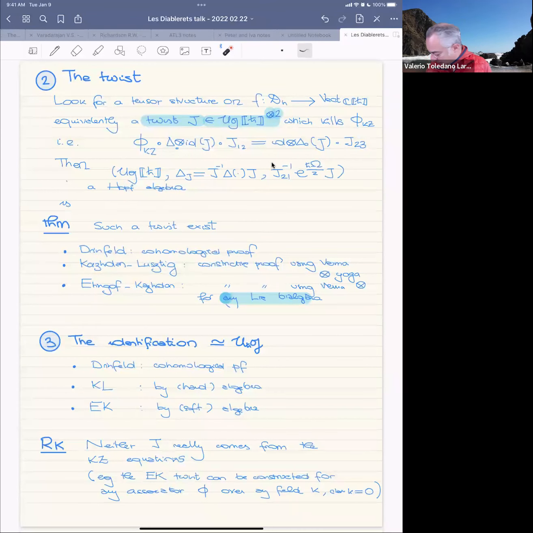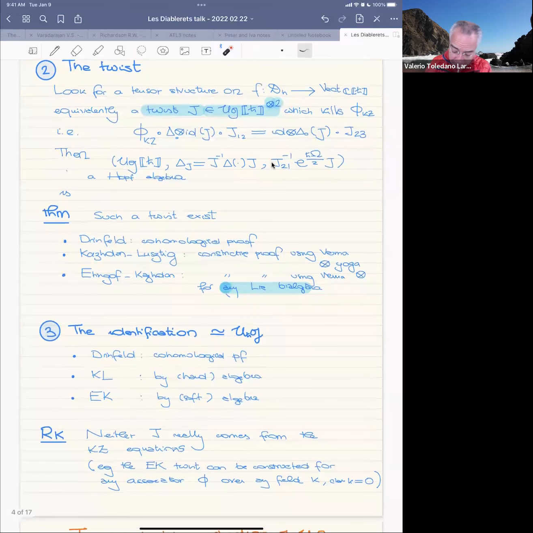And to prove that such a twist exists, there are several proofs available. Drinfeld's original proof was a cohomological argument, so it was not constructive. Kashdan and Lustig later gave a constructive proof using what you might call Verma tensor yoga. And then Pavlotnikov and Kashdan later enormously generalized this proof and made it work for an arbitrary Lie algebra.